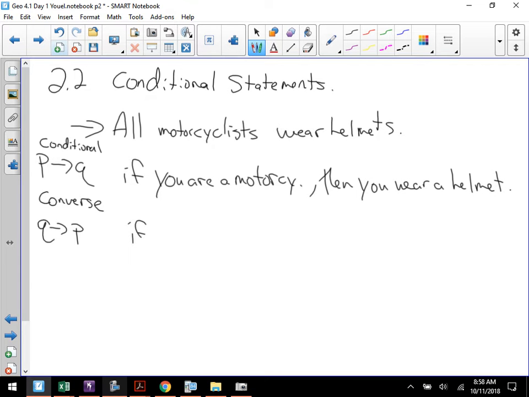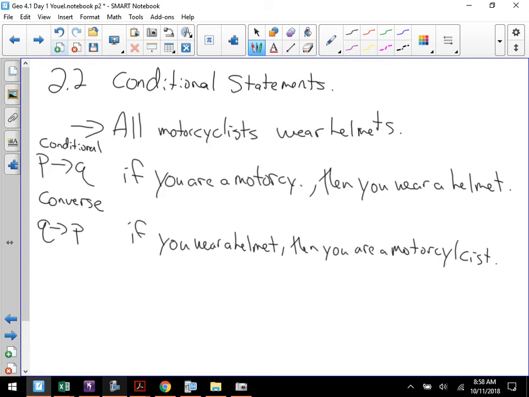We have to go back to the original statement here in 1 second. If you wear a helmet, then you are a motorcyclist. And I forgot to do that with my first piece. Every time you do conditional, converse, inverse, contrapositive, for every statement that you state, everything that you write, you have to say whether or not it is a true or false statement. If it is false, you have to come up with that counterexample.